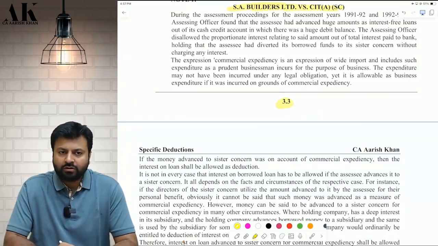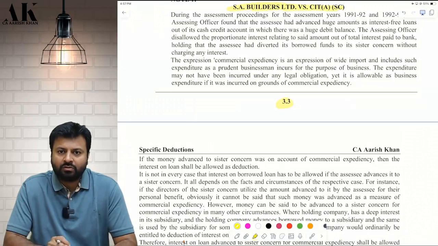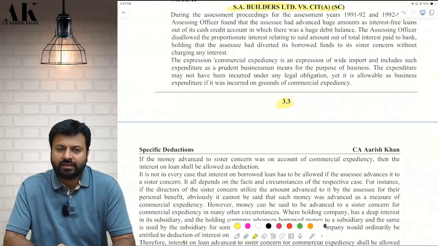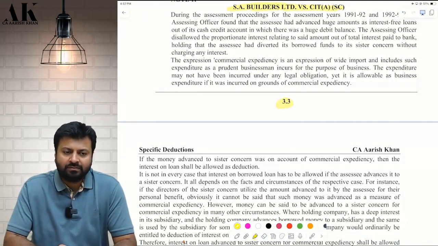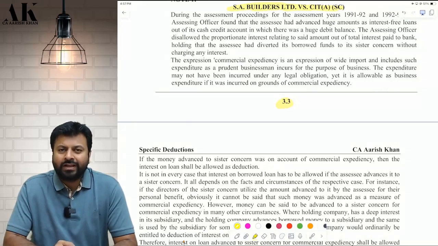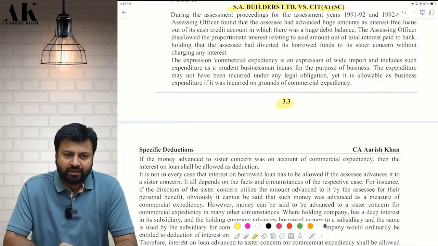So what have you learned out of this paragraph? That every diversion does not amount to what? Tax evasion. You have to look into the facts and circumstances of every case. The court has held that. Yes or no? Please tell me. Further, the holding company might have a deep interest in the subsidiary, right?